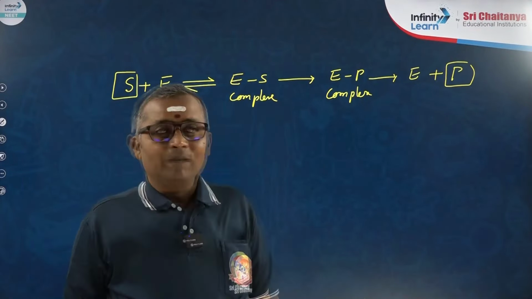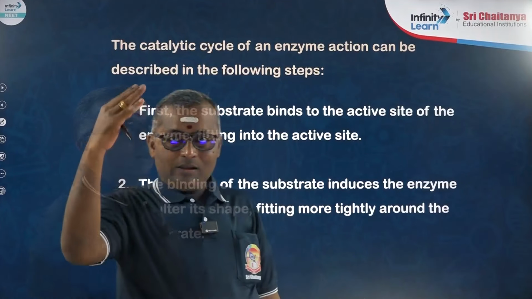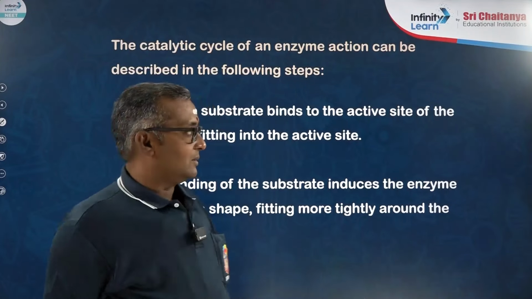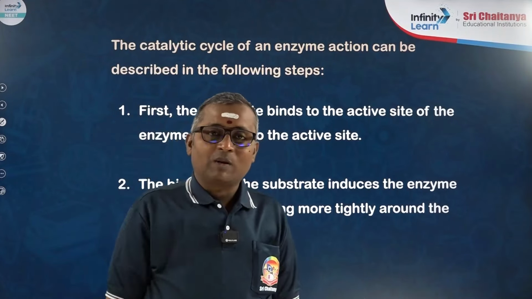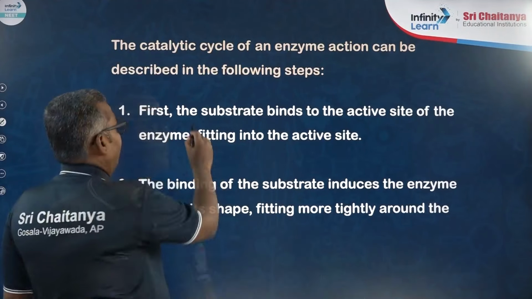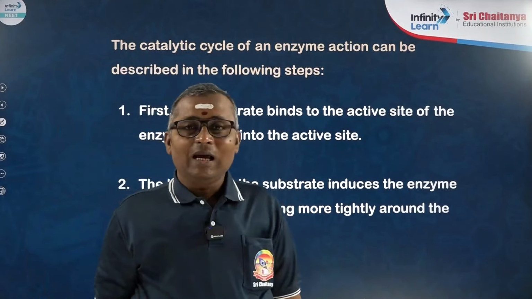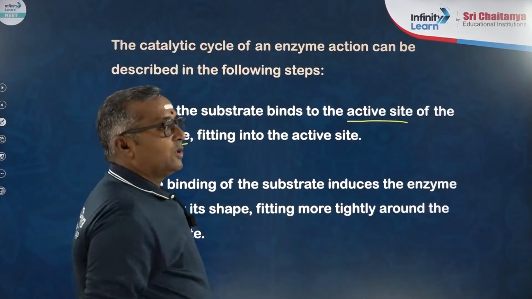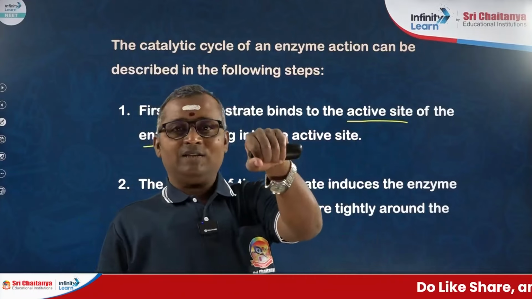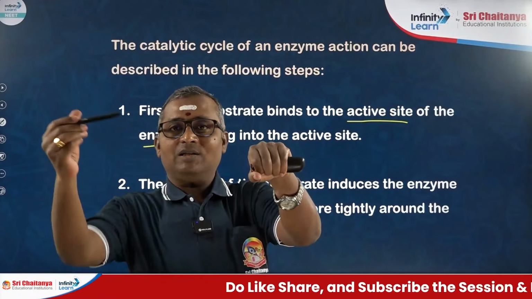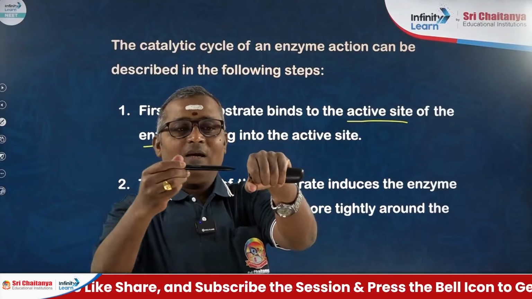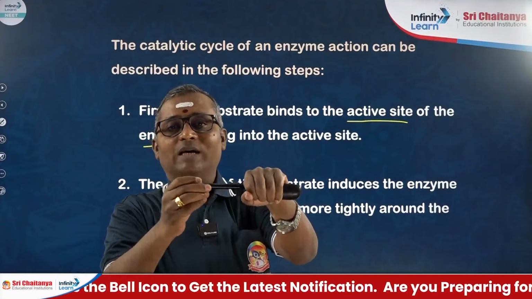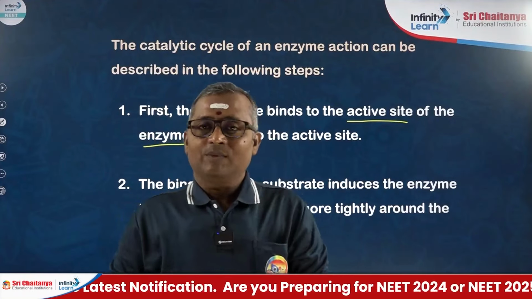If you see different steps involved in the enzyme catalytic process, like if you observe the mechanism of enzyme action, there are 4 steps in this whole process. In step 1, first the substrate binds to the active site of the enzyme, fitting into the active site. Say if you think that this is enzyme and this is substrate, the substrate has to bind with the active site, fitting into the active site of the enzyme. This is what happens. This is step 1.